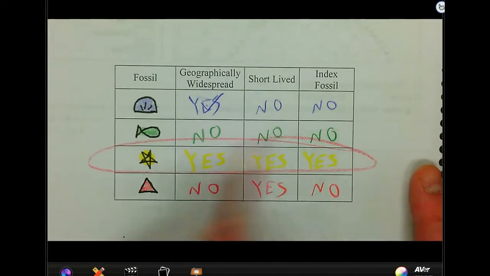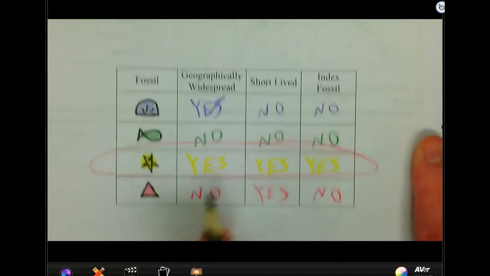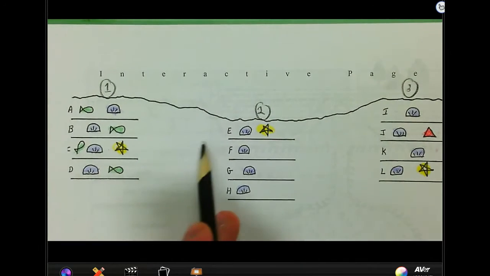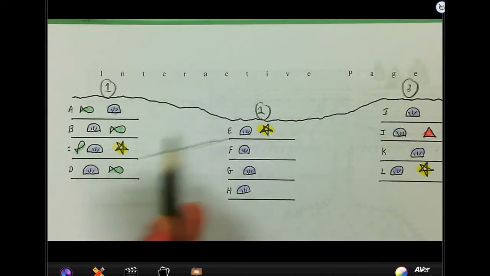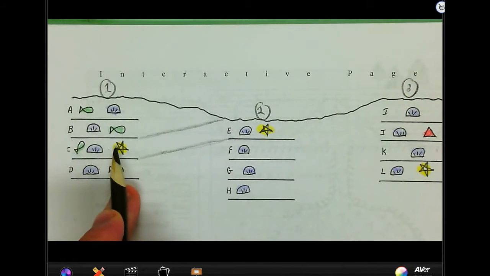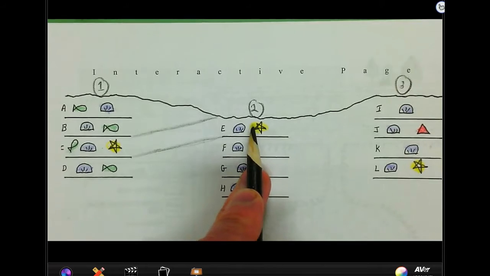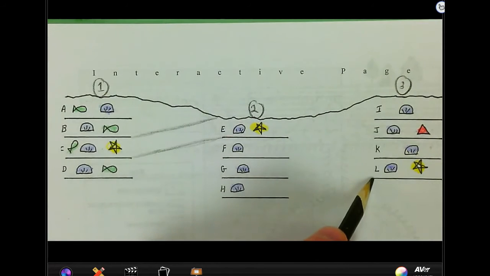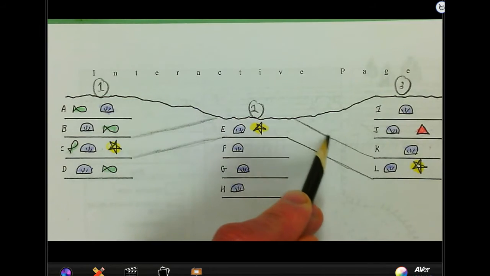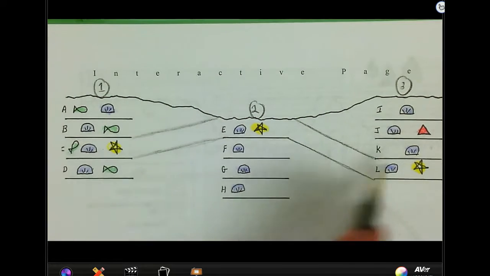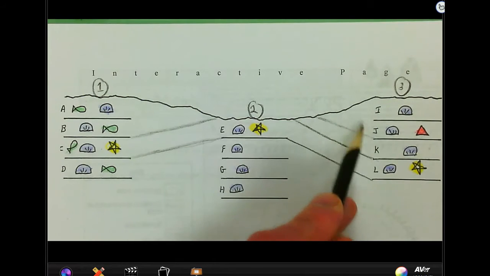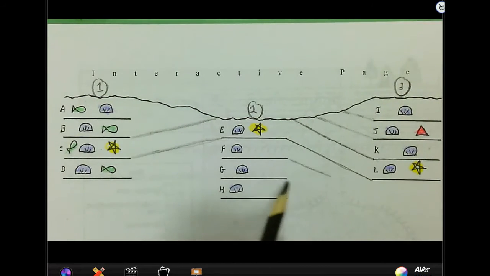The starfish is a good index fossil. That's going to help me match these layers up. I know that layer C here matches up with E over here. It's the only place we find a starfish. It's geographically widespread, but this starfish existed for a very short time. It became extinct, so we only find it in a few layers. From there, I could probably make some guesses as to where the other layers match up.